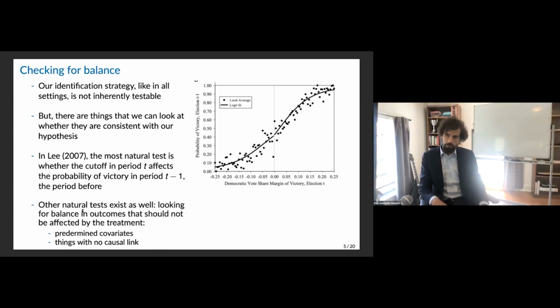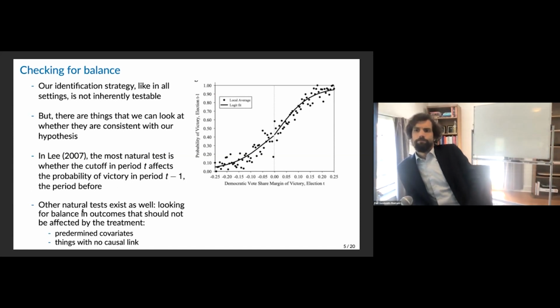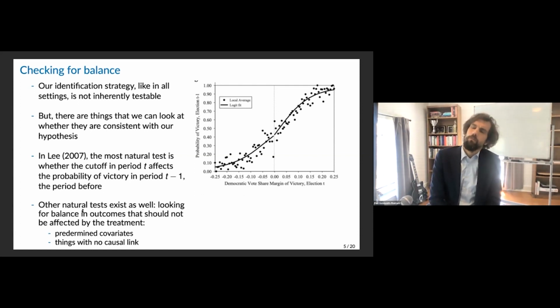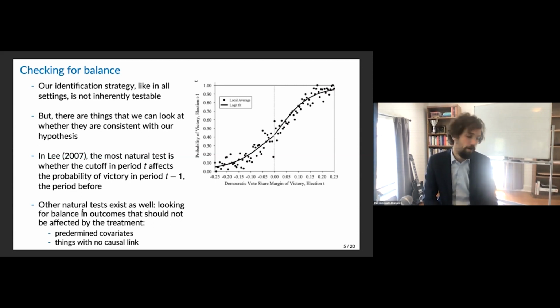So let's talk about checking for balance. One of the issues, similar to all of the settings where we're thinking about causal inference, is that this is fundamentally not a testable assumption. There are things that are not consistent with the identifying assumption, but you can't show evidence that it necessarily passes. You can only ever fail to reject that your identification strategy is satisfied.